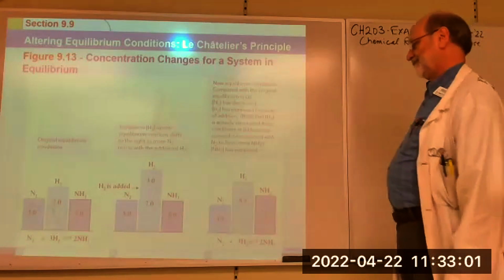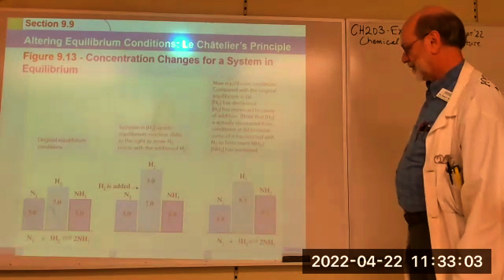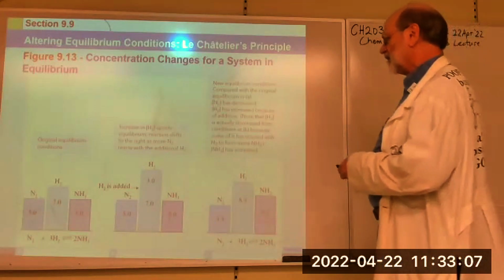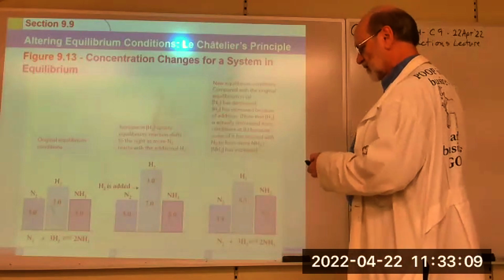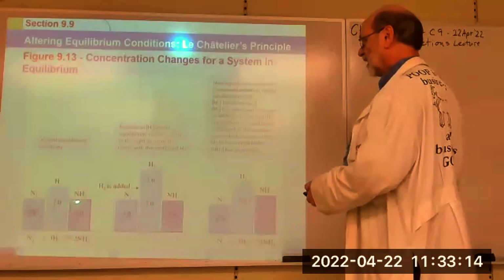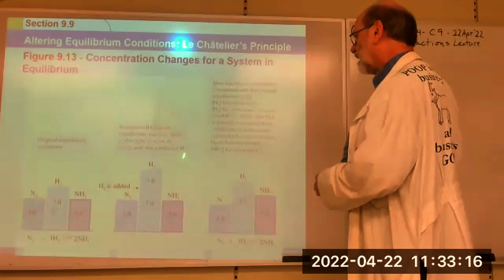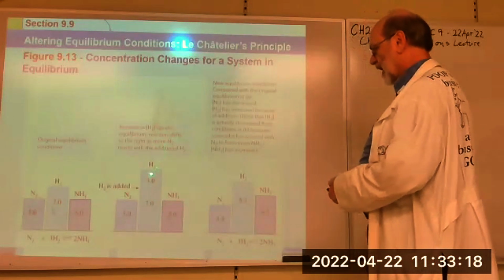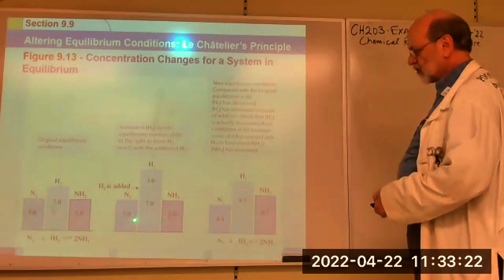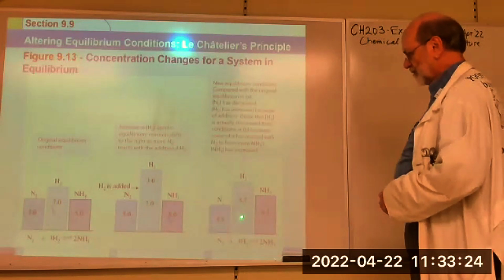All right, so that's supposed to be instructive. So what have we done here? This is the equilibrium position for this particular reaction. And then increase the hydrogen. So we add some hydrogen. So what's it going to do? It's going to make more ammonia and consume some of the nitrogen to get there.